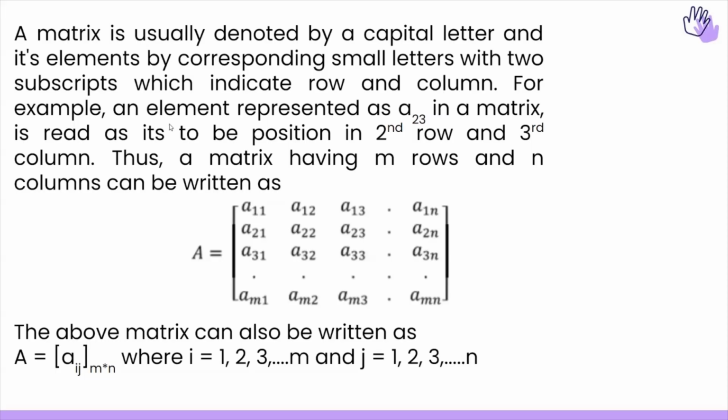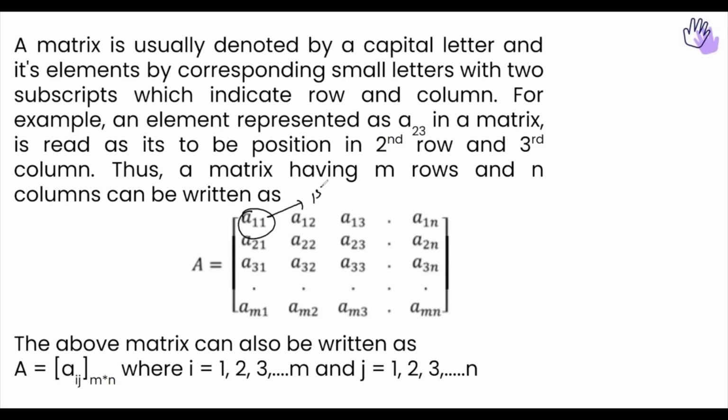So this means a11, that means it is the element in the first row, first column. a2n, so what does this mean? Second row, nth column. So the element that is there in the second row, nth column is a2n, right? That is what it means. I hope you people are able to understand. So first write the row at which it's present and then write the column at which it's present.